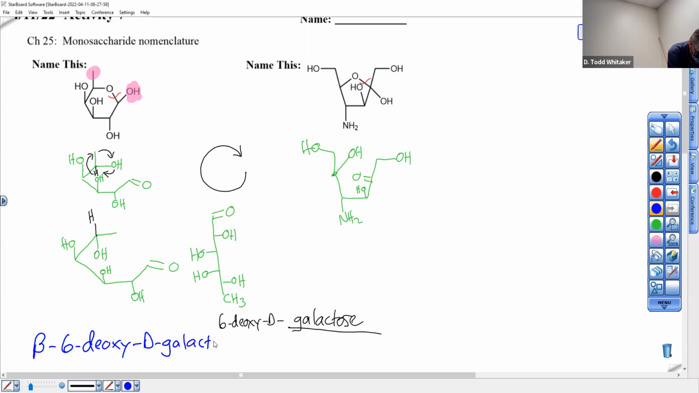galacto. Is it a furan or a pyran? Ring size 5 is furan. This one is ring size 6. Pyran. Is it an os or an oside? If it's a hemiacetal, which this one is, it's an os. If it's a full acetal, then it's an oside, and we don't have one of those on the stage.